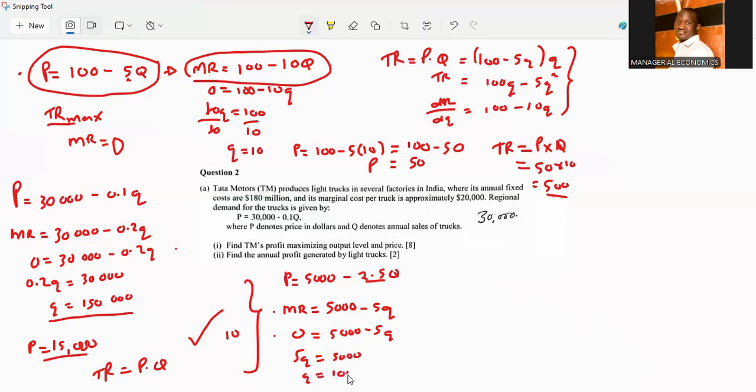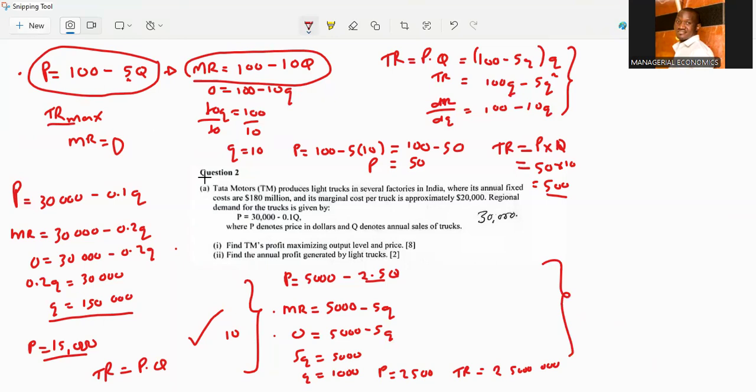All right. So when you put 1,000 there, it will be 5,000 minus 2,500. So meaning our price will be what? 2,500. Then what is our total revenue? We just multiply these two, price times quantity, which is what? 2.5 million. So this is how we do revenue maximization.